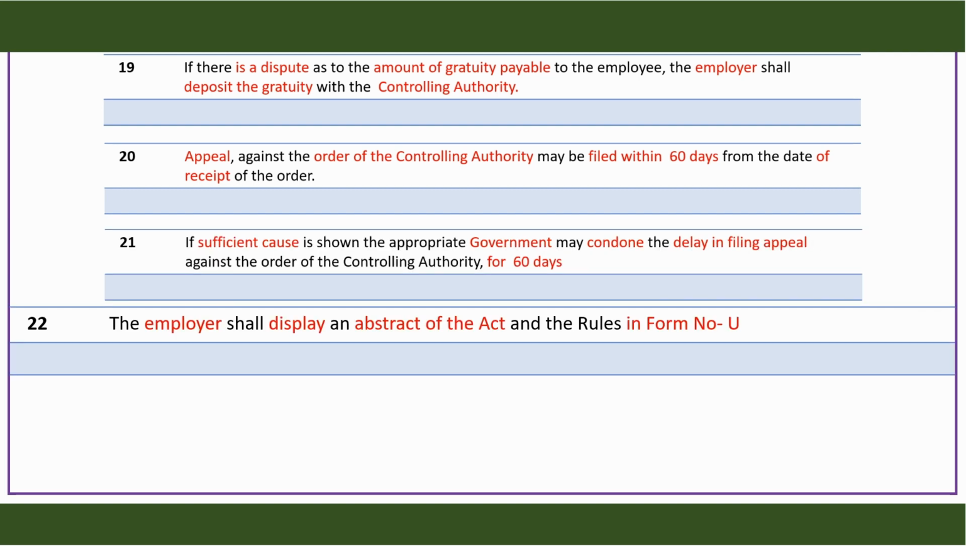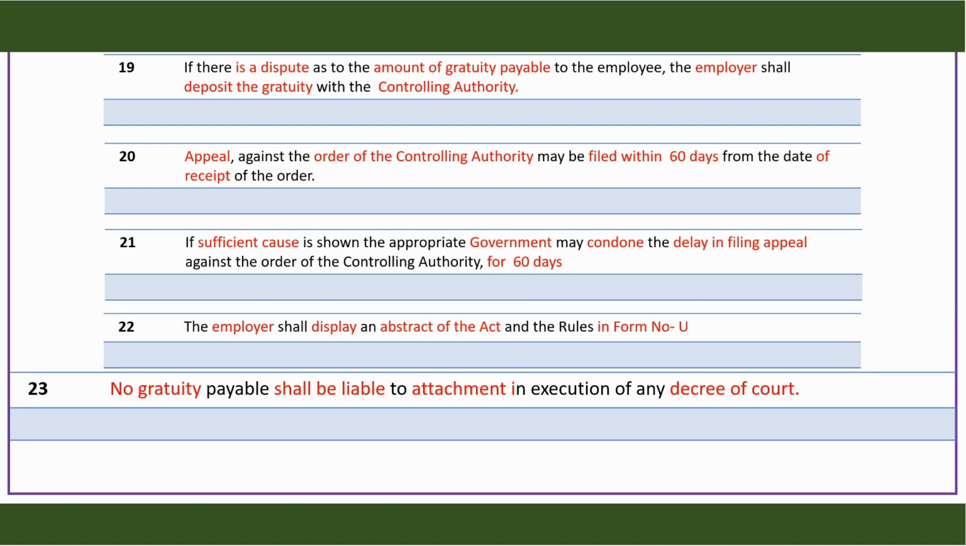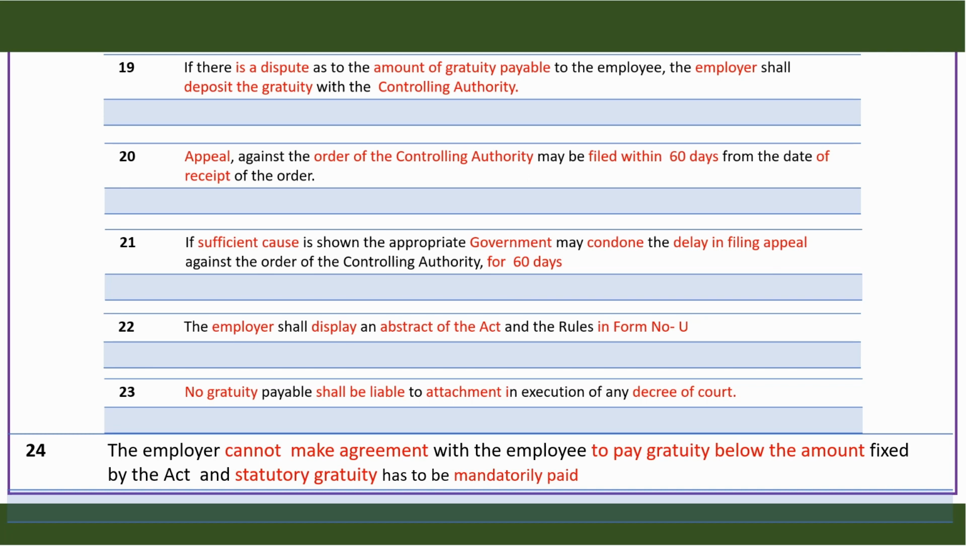An employer has an obligation to display in Form U an abstract of the Act and rules of gratuity in the premises. No gratuity which is accumulated in the name of a person can be attached against any decree of court. An employer also cannot contract it out. The employer cannot make an agreement with the employee to pay gratuity below the amount fixed by the Act.